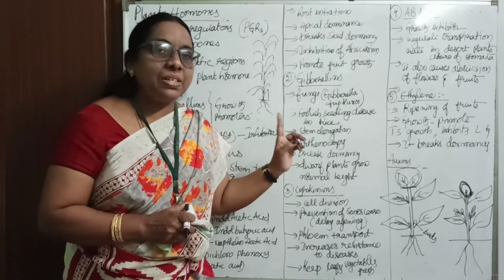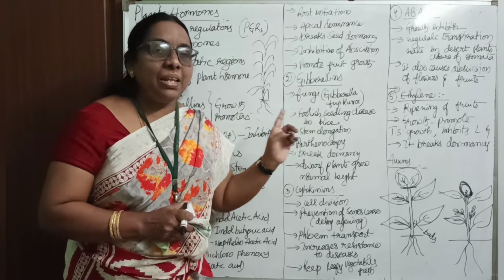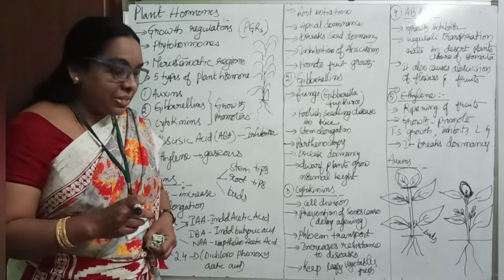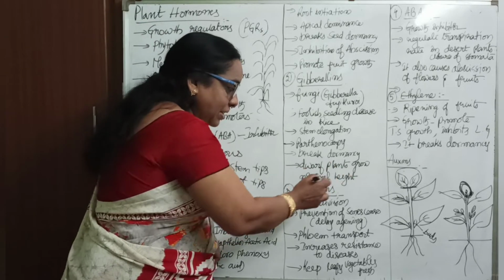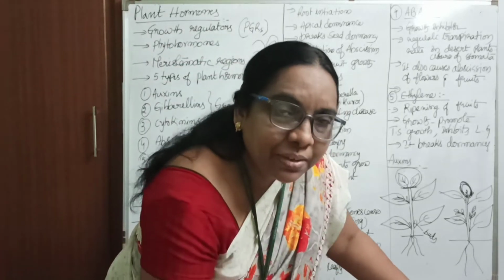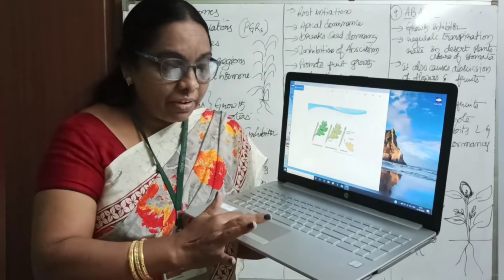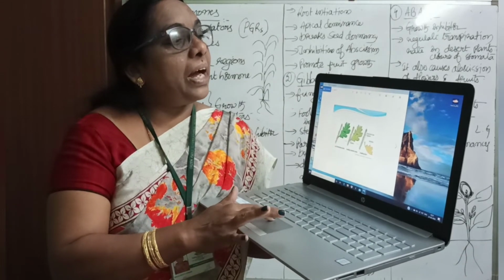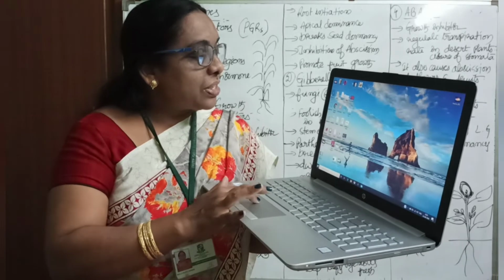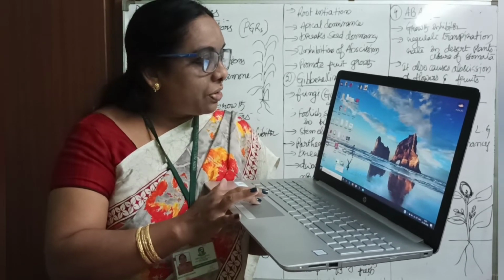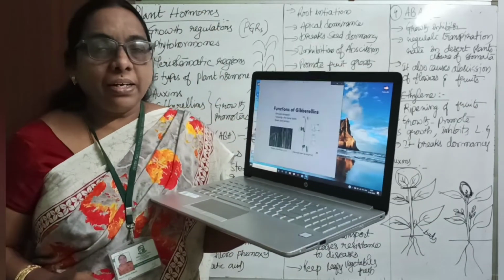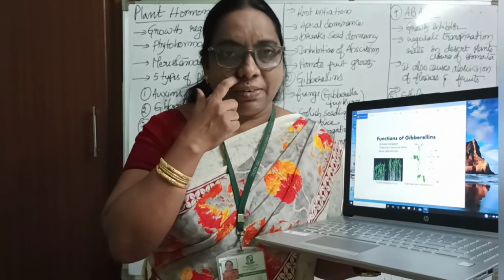Okay, the main function of this gibberellic acid is stem elongation. Yes. And otherwise we can also say that dwarf plants grow to normal height. Let me show one picture regarding this. Of course, this is not given in your syllabus, but you will get an idea how these gibberellins are helping small plants to grow taller. Especially take cabbage or rosette plants, we can say.